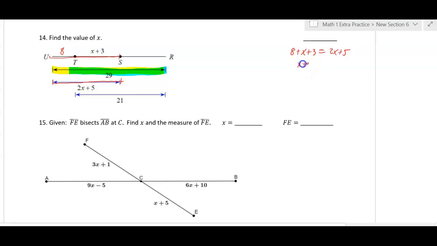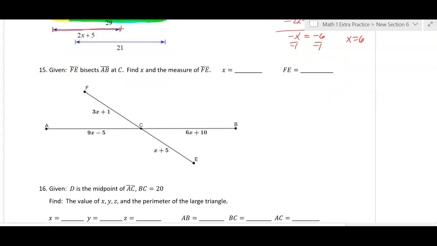And right away, x plus 11 equals 2x plus 5. Subtract 2x, subtract 11, negative x equals negative 6. Divide by negative 1, and x is equal to positive 6.